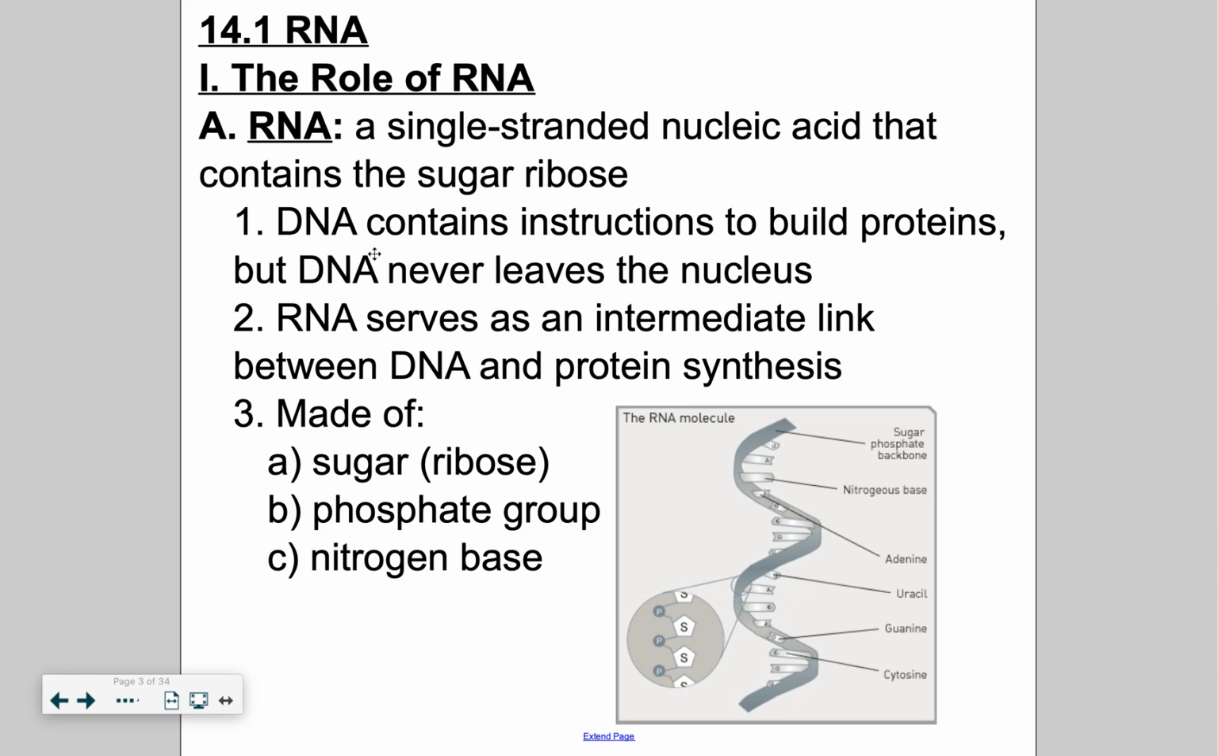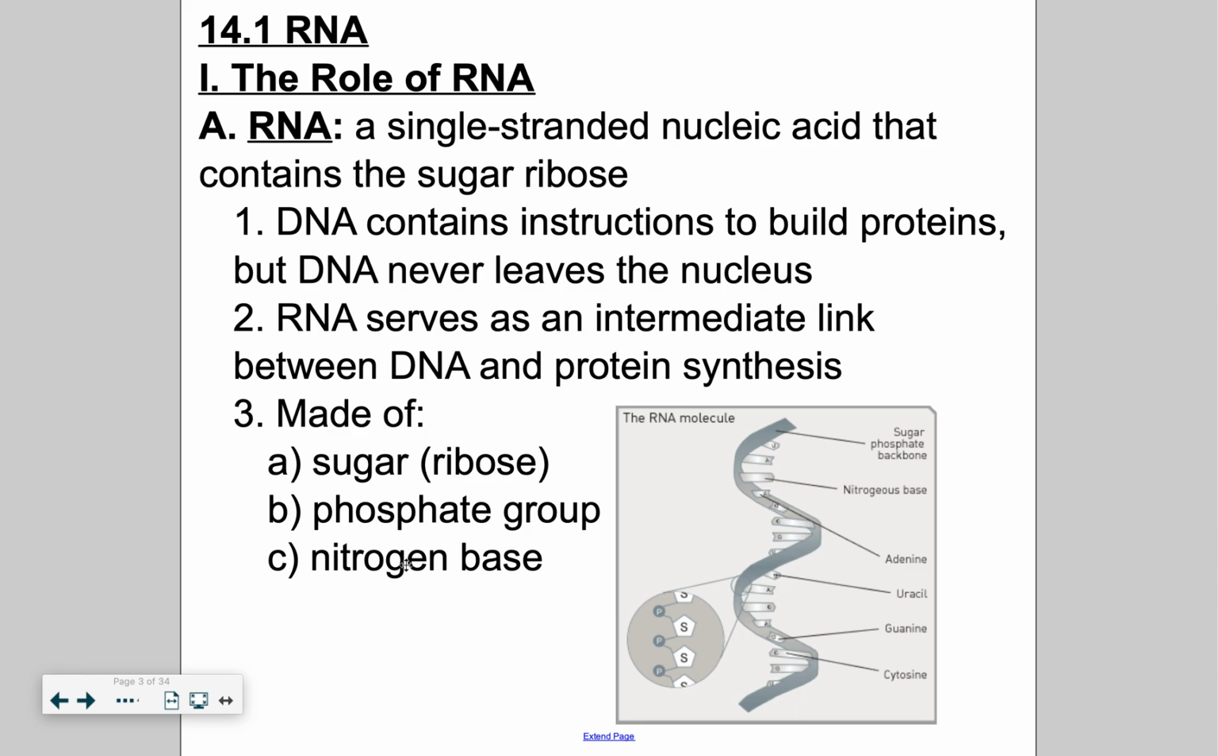So DNA contains instructions to build the proteins, but the thing is, DNA never leaves the nucleus. So how do ribosomes that are in the cytoplasm, that are on the rough endoplasmic reticulum, or the rough ER, how do they build proteins if they never get the instructions directly from DNA? Well, here's your answer. RNA. RNA is an intermediate link. It reads the DNA, is created in the nucleus, and has the ability to leave the nucleus to carry those instructions to ribosomes. So RNA serves as this intermediate link between DNA and protein synthesis.